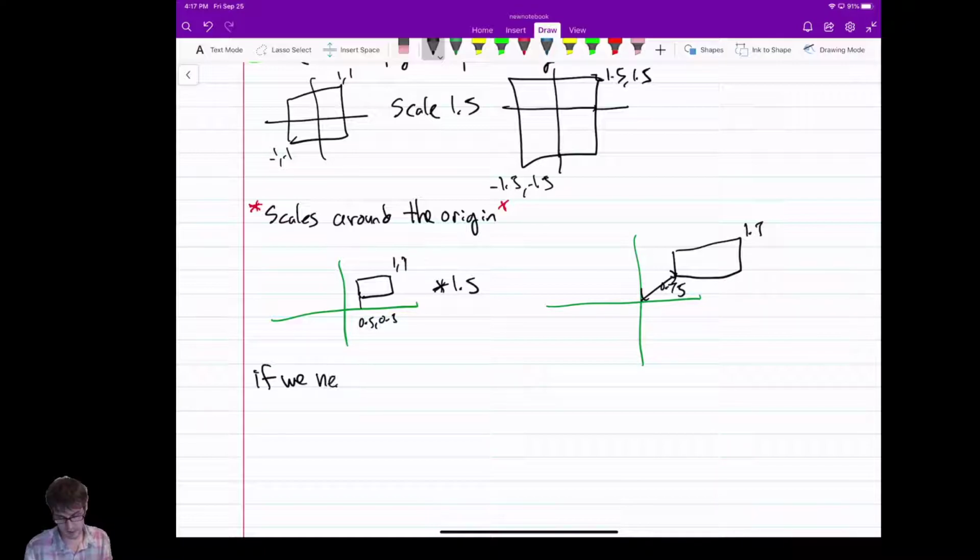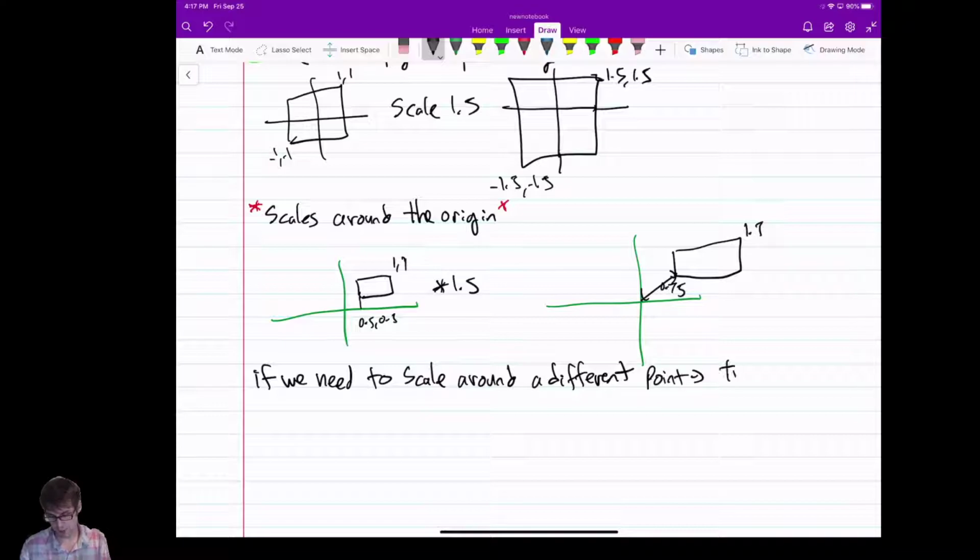If we need to scale around a different point, we do a translate first. And I'm going to come back to that. You can translate first. Okay, so you move it to the center, you scale, you move it back.